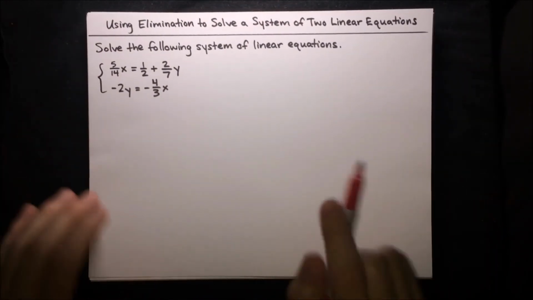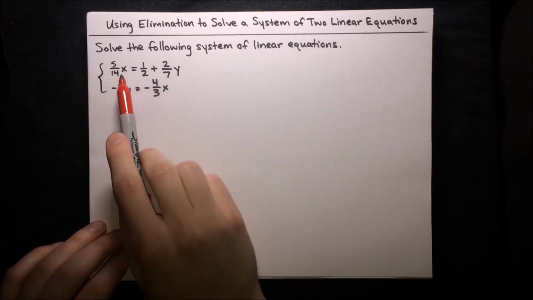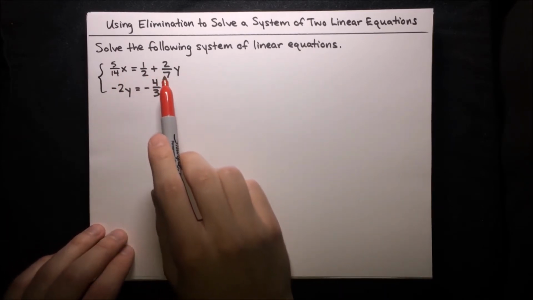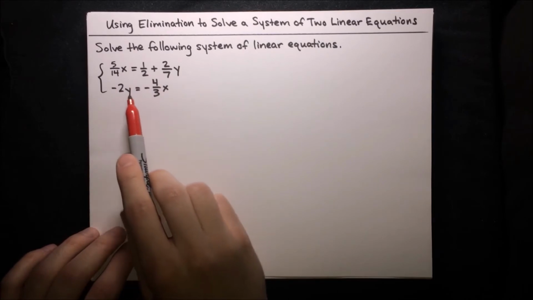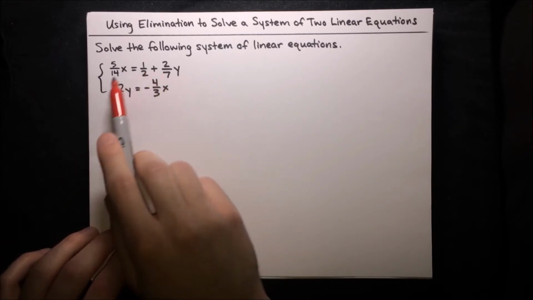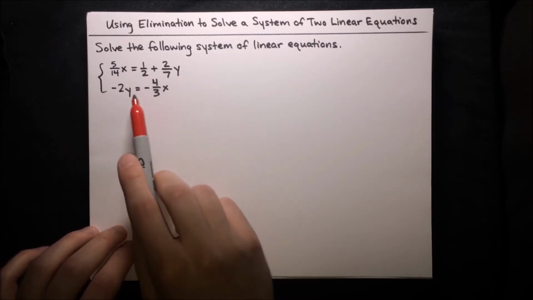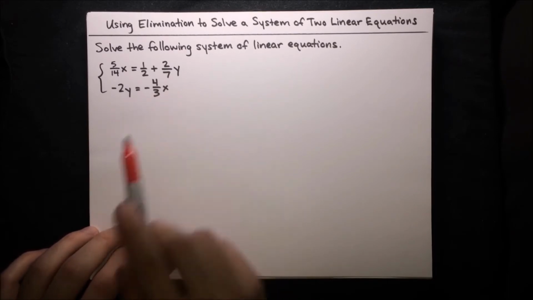Okay, next problem. Now let's solve this system of linear equations. 5/14 x equals a half plus 2/7 y, and negative 2y equals negative 4/3 x. So this system is clearly more challenging because now we have fractions in here, and also the equations are kind of jumbled up. We don't have x and y on the same side in both of the equations.